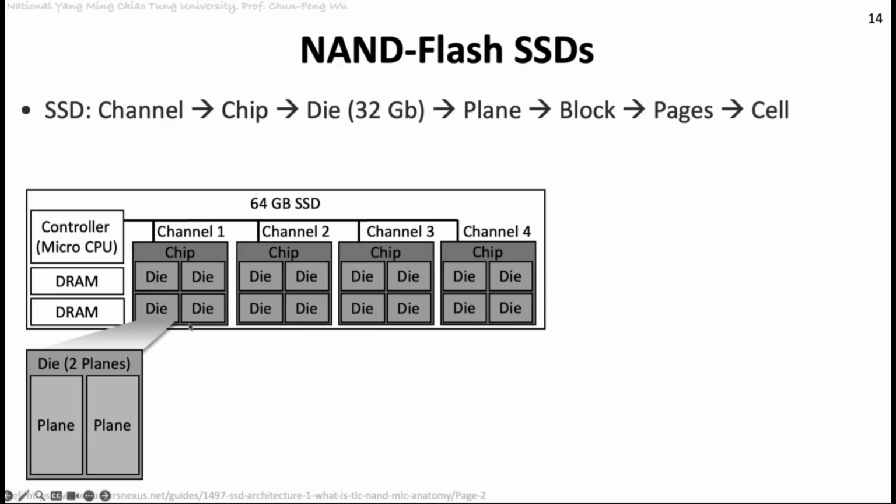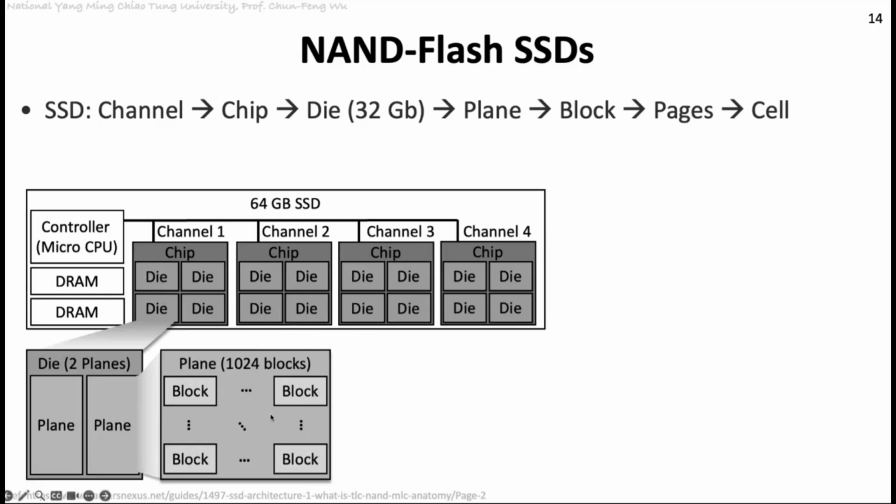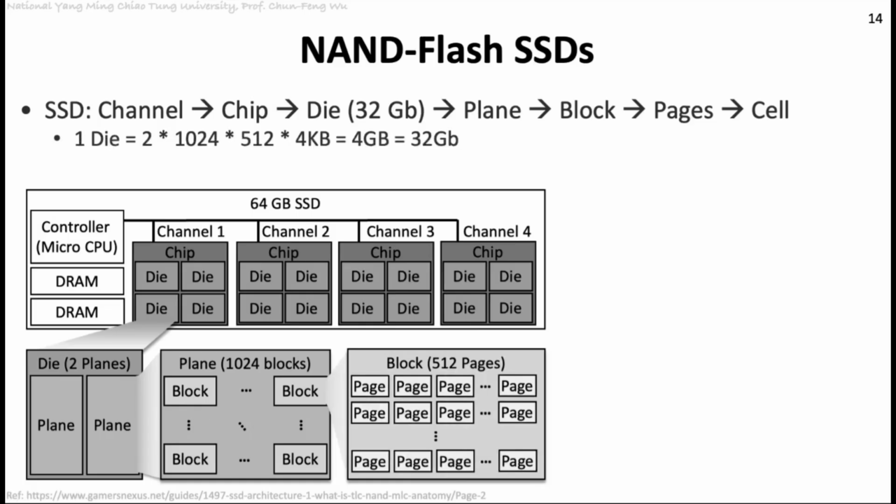For one die, there are usually 2 planes. For one plane, there are 1024 blocks. The block is the minimum granularity for the erase operation of an SSD. Inside the block, there are several pages. Usually there are 512 pages, but it depends; different SSDs have different sizes. The size of a page is usually 4 KB, 8 KB, or 16 KB. The page is the minimum granularity for read and write.